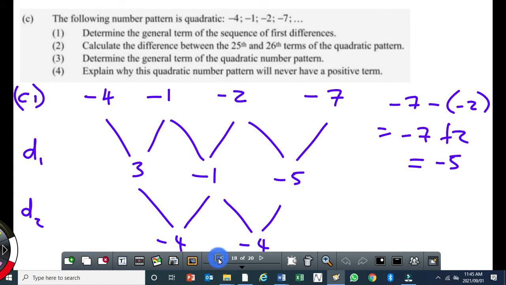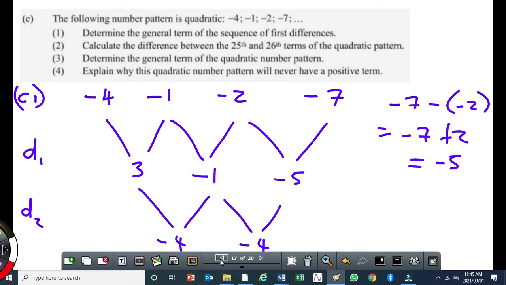Okay. Any questions so far? So the first thing that you must do, and always make sure your second differences are what? The same. If you make a mistake and you find two different values, it means you made a mistake somewhere. So you have to go back and redo your differences.